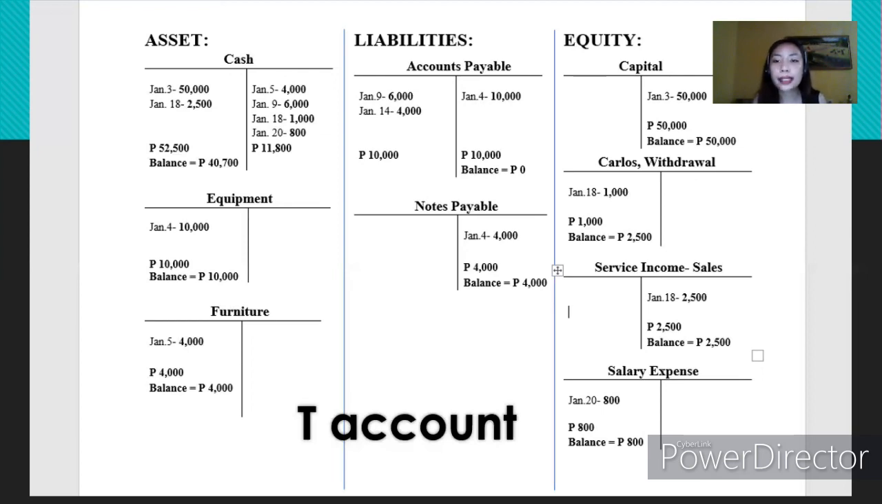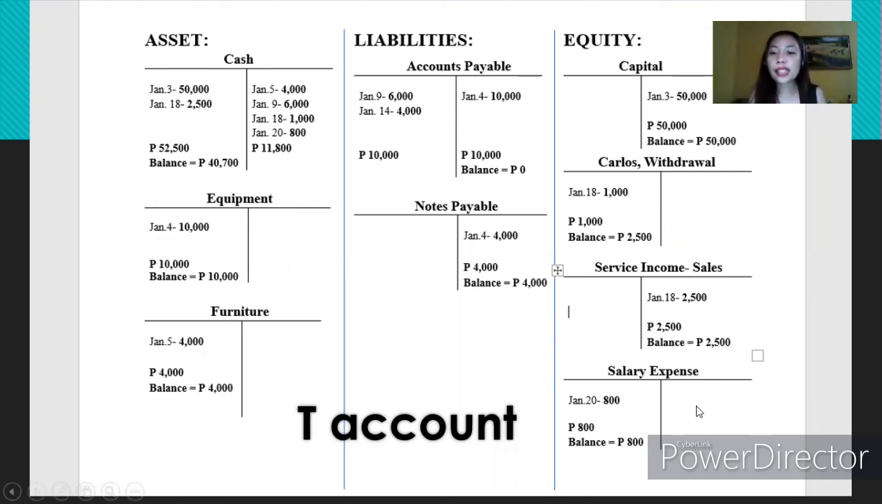Next, for the capital, you have only the transaction on January 3, which is when Carlos invested 50,000. So the balance for the credit side of capital is 50,000. Next, Carlos's withdrawal. Remember guys, Carlos withdrew or took 1,000 from the parlor, so it will be on the debit side. You just have to copy and paste it on the debit side of the Carlos withdrawal, worth 1,000. So the balance of it is 1,000. Sorry for the typo error. It should be 1,000 pesos, okay?